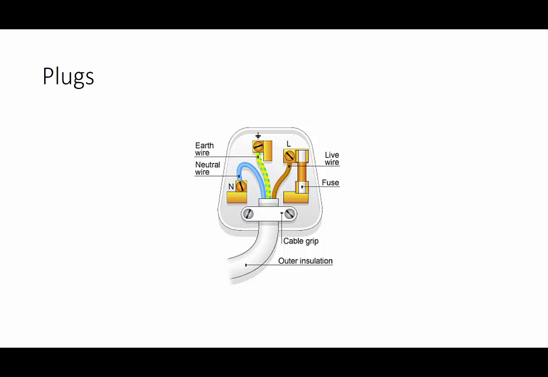You need to know about plugs and the structure of a plug. You need to know what all the wires are. You need to know what colour the insulation is on each of the wires and where they're attached in the plug. The case of the plug is made of plastic because it's a good insulator, and the pins are made of brass because that is a good conductor.